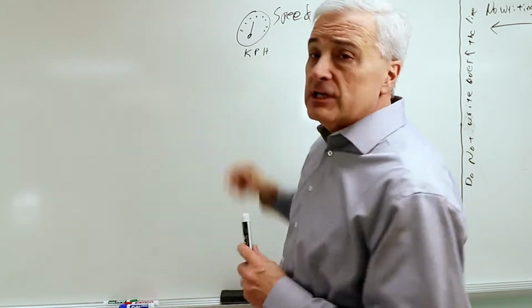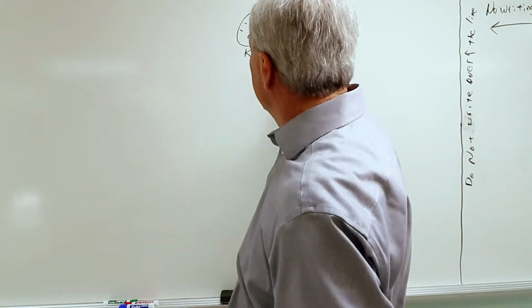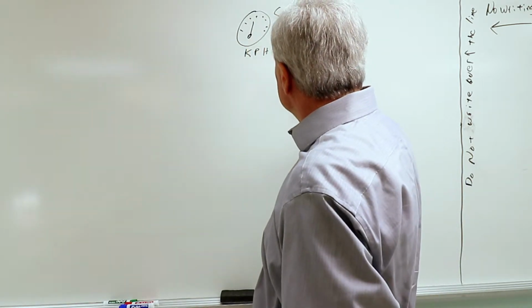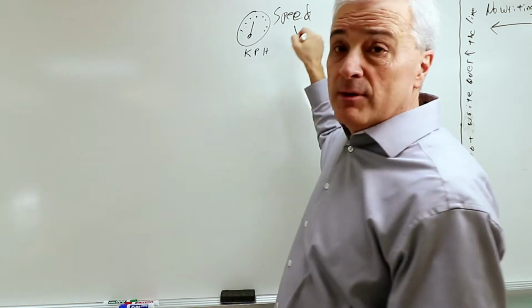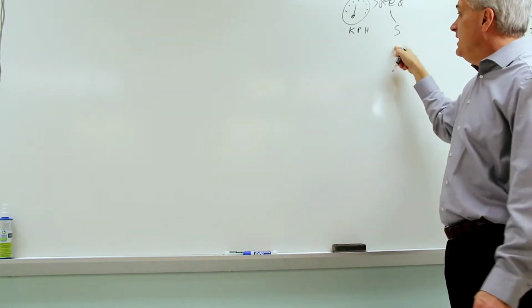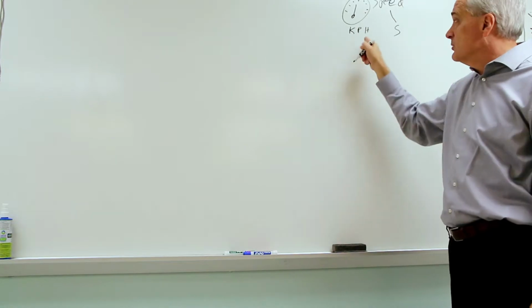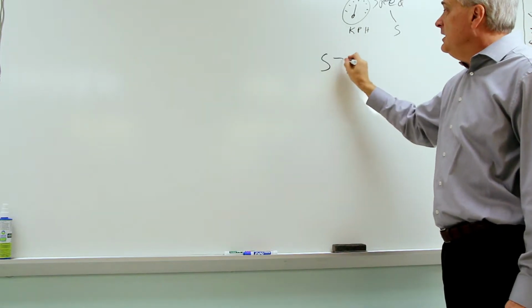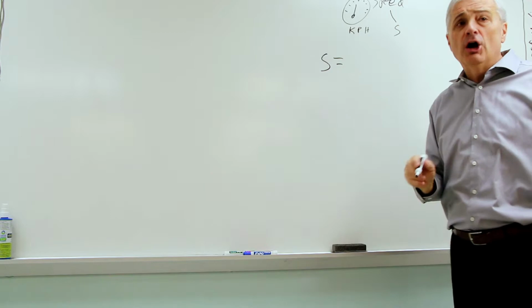Now we've got to look at this per. So I'm going to come over here. I'm going to take s, and I'm going to make my s into my speed. My speed is an s. Speed is in kilometers per hour. So we've got to look at that per. Speed equals. What does per mean?